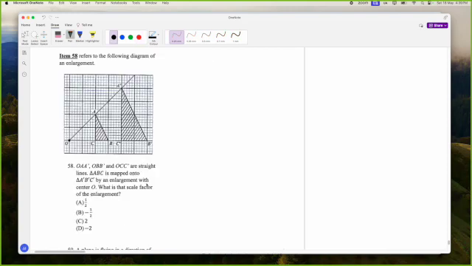This is an enlargement with center O. What is the scale factor of the enlargement? Let me see. Triangle ABC here is the object, and then triangle A'B'C' is the image, right? Look, this side here is 2, this side here is 4, so you had to take this and multiply it by 2 to give you this. So the scale factor is positive 2, because this is the object, that is the image.